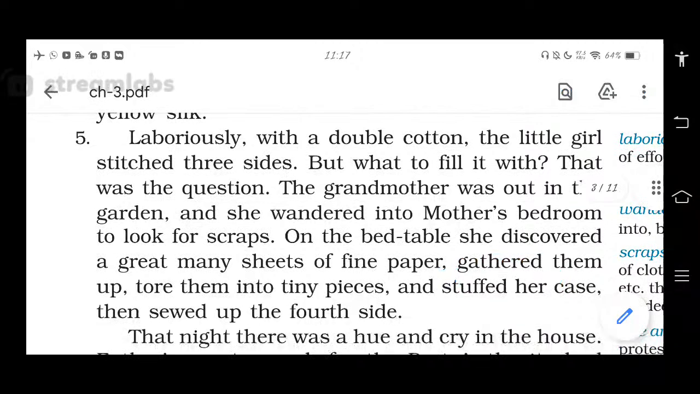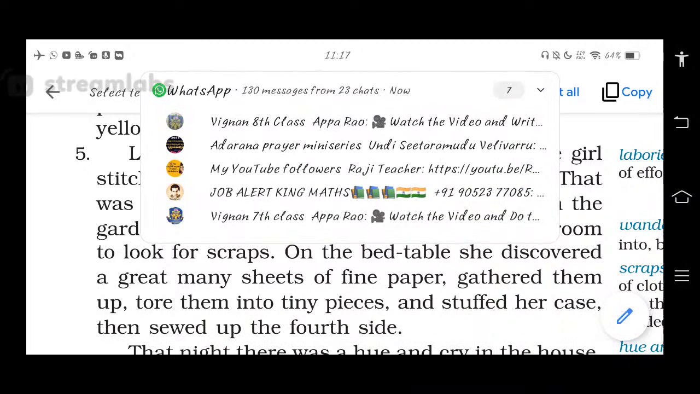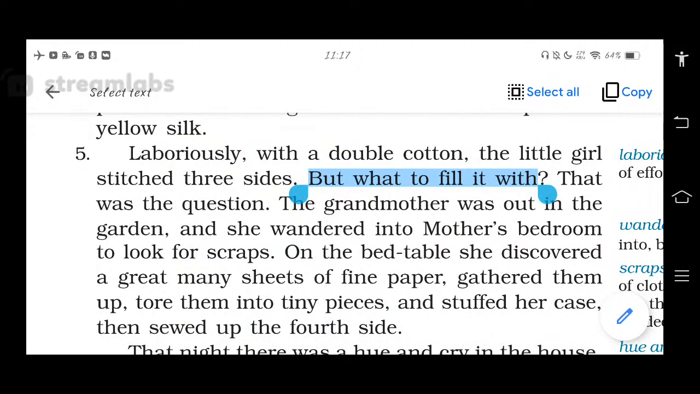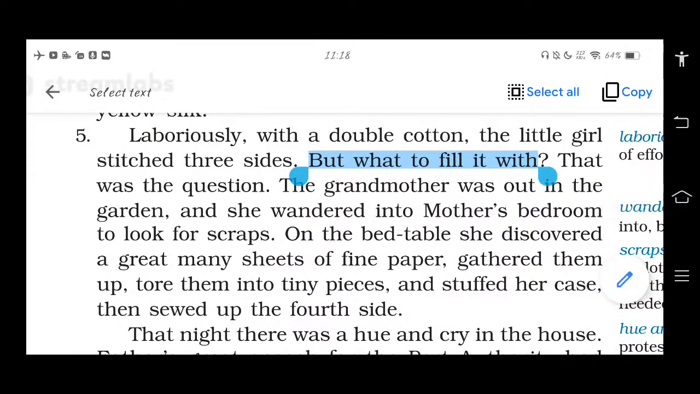But there she herself asked a question. But what to fill in it with? See here. But what to fill it with? Again, she herself questioned. Okay, here I have prepared, as I was suggested by my mother, a pincushion for my father's birthday as a gift.